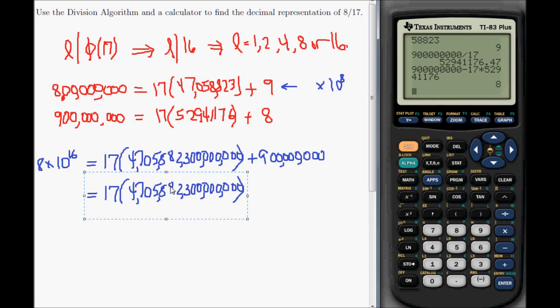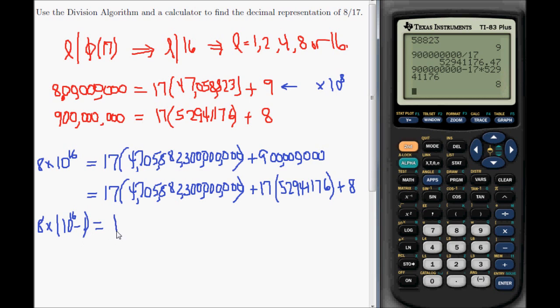So the first part stays the same. Then copying over the next part gives me plus 17 times 52941176 plus 8. Okay, and so that means that if I bring the 8 over to the left-hand side, that is going to be 8 times 10 to the 16th minus 1.